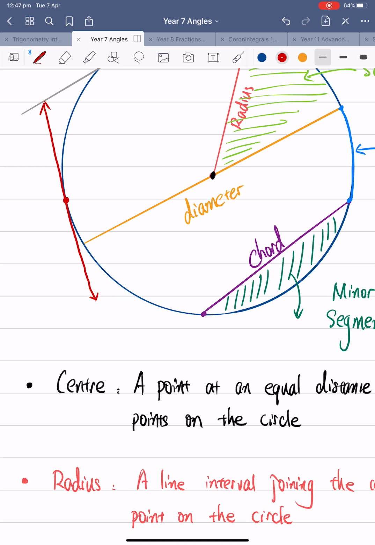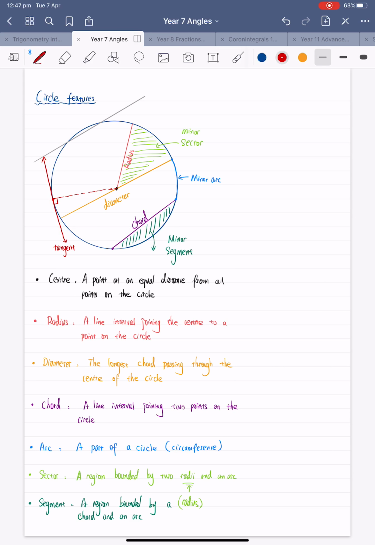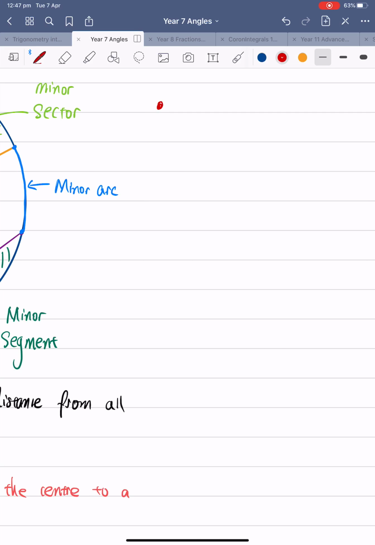A tangent to a circle is a line that touches the circle at only one point, and it's also 90 degrees to the radius. So that's a tangent. If we connect the tangent with the center, then you can see that's a right angle. So that's the definition of a tangent. Let me write down the definition of a tangent here. It's pretty important.